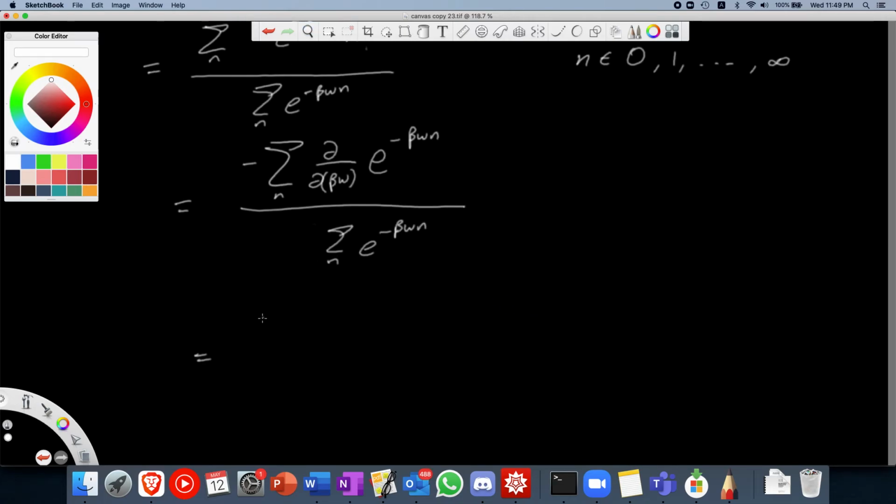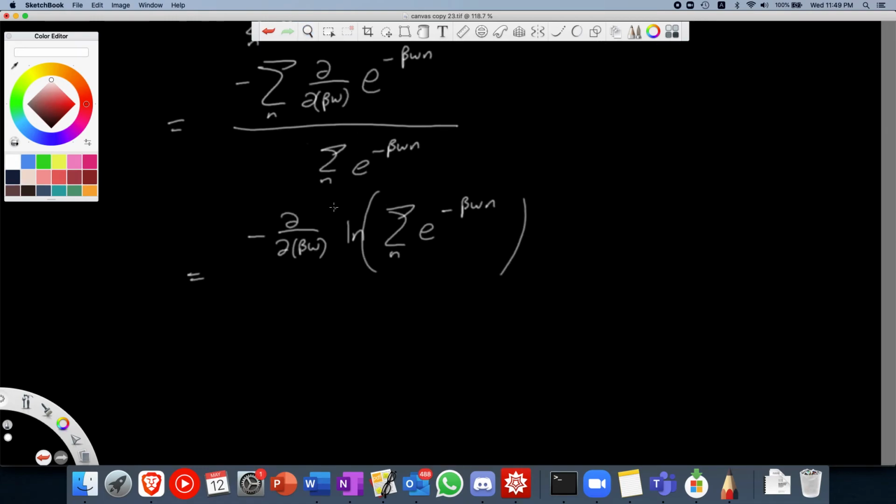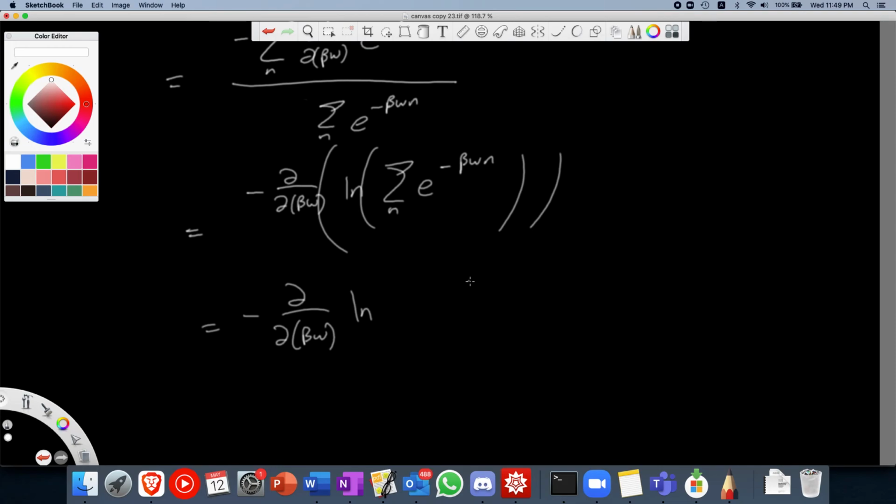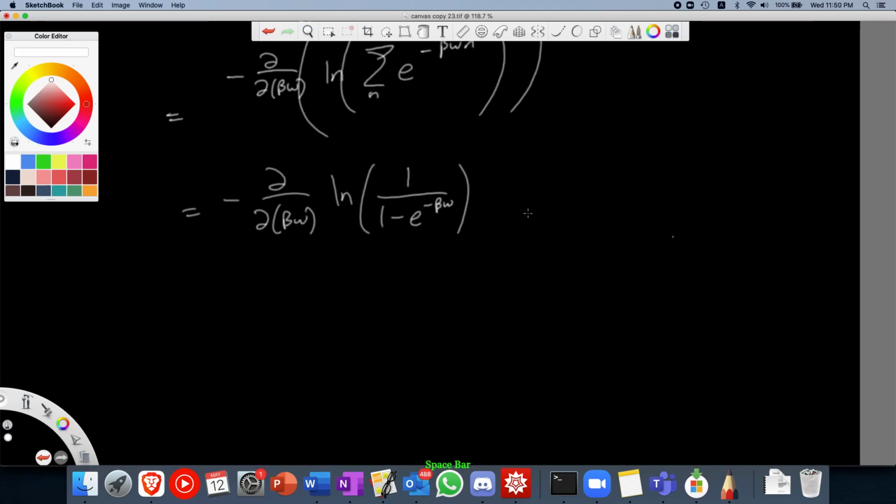Okay, so then for the numerator, we pull out the partial derivative, and then we realize that it's actually just the log of the sum over n of e to the power minus beta omega n. Yeah, so we do this, then we take the derivative. So what is this thing inside? It's simply a GP. So the common ratio is e to the power minus beta omega, and the first term is simply 1. So ln of this thing, and we take the derivative.